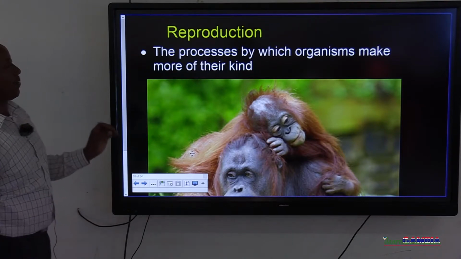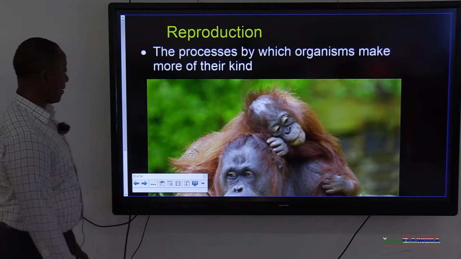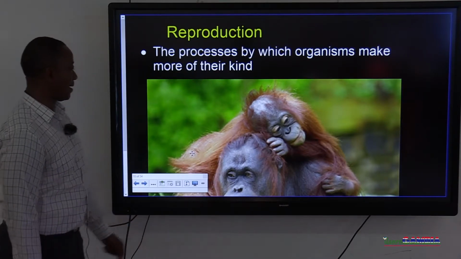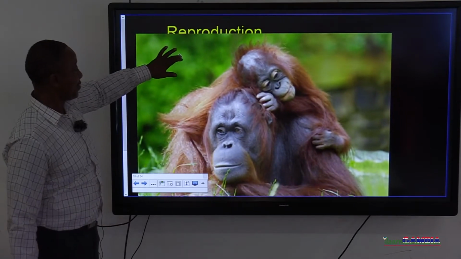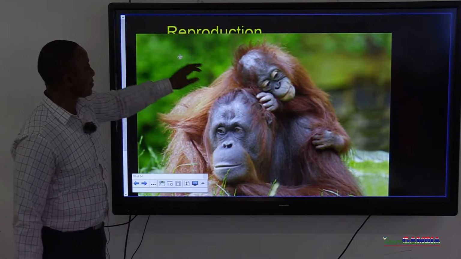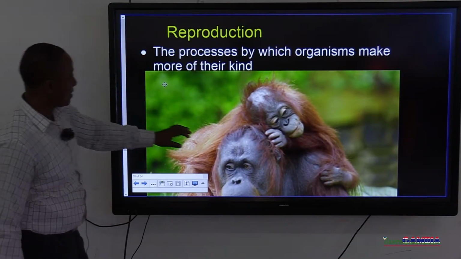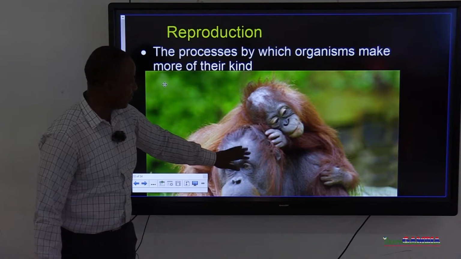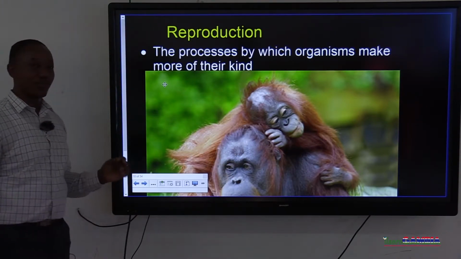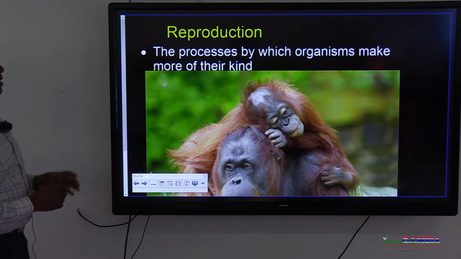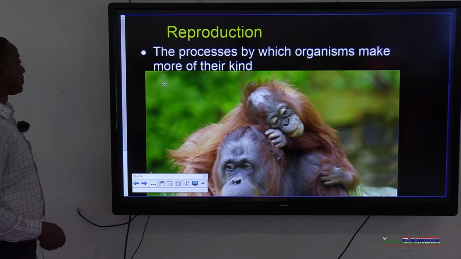Reproduction is the process by which organisms make more of their own kind. We have this animal, and you have a little baby on top of it that it produced. So just to give us an idea of reproduction, this guy was there alone. Now it has made its own kind, but of course with the help of a mate. So the idea is reproduction is the process by which organisms are going to multiply themselves.